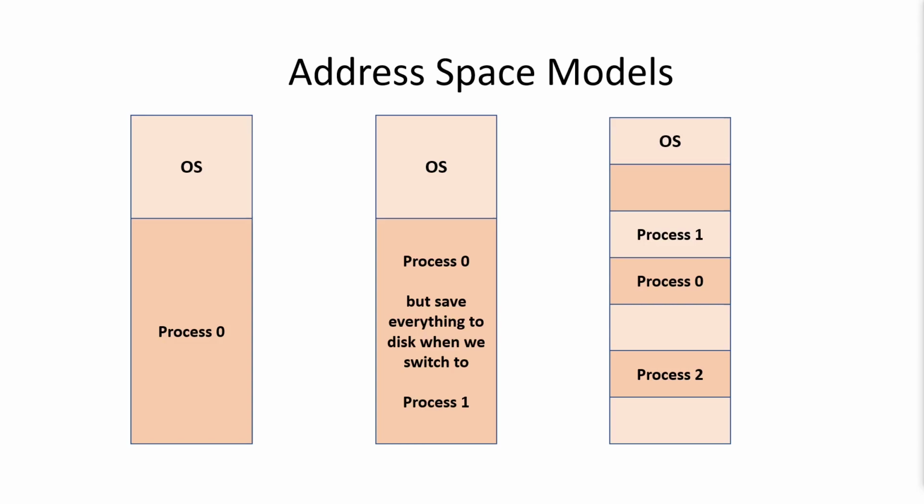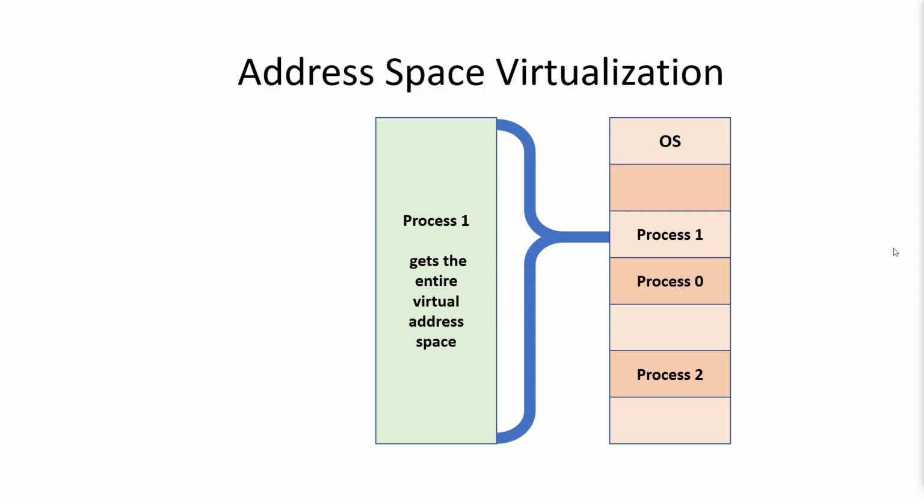All right, another version, the one used in modern computers, is to divide up the memory somehow for each process. And I've got two different models I'll talk about in a second. We'll still put the operating system somewhere in physical memory. Then we'll have process one somewhere in physical memory, process zero somewhere in physical memory, and so on.